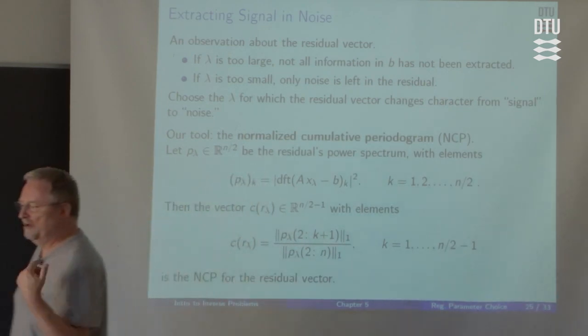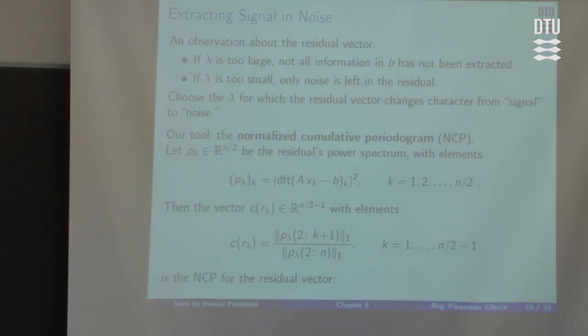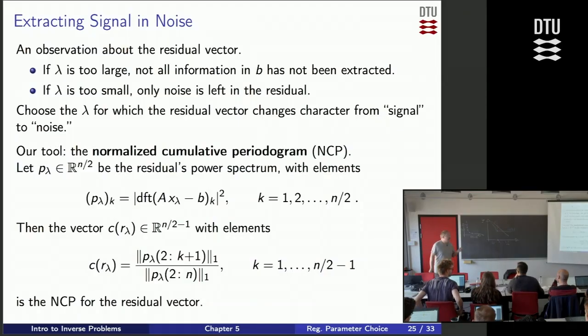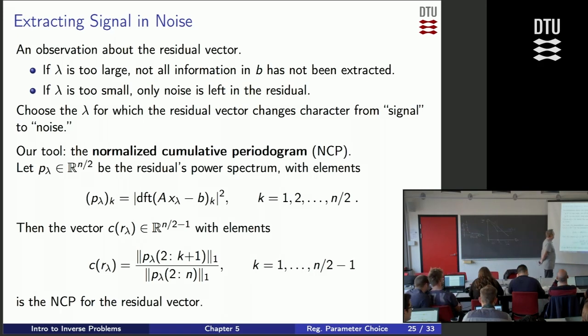That's because the first element in the power spectrum is what electrical engineers call the DC component. It's associated just with a mean value. And that's not important for this analysis here. So we throw that one away. So we start with element number 2, which is like the first harmonic of the signal. Right, so that's what we mean by cumulative periodogram.